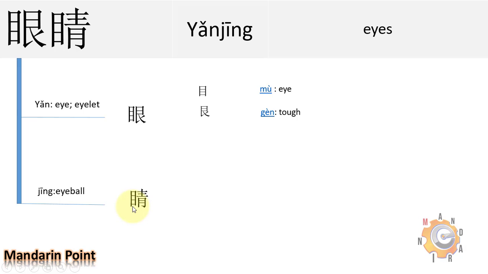Let's divide this one. Left side, right side. The left side is again mu, which means eye, while this one is qing, which means natural color or young. This one can further be divided, and I think you can divide it by yourself. The top one and the bottom one. So both of these characters are starting from mu, representing eye. So you can get the idea that this character is representing eyes.